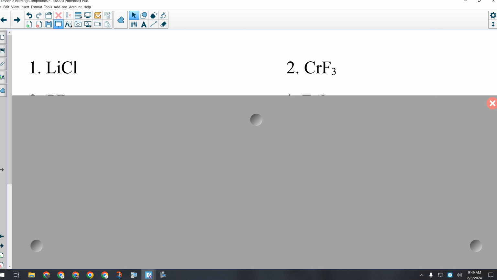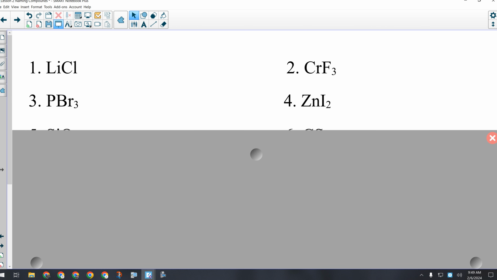Okay, guys, so I'm going to put 4 up here. Okay, and there's a mix now. Some of these are ionic. Some of these are molecular. Some of them need Roman numerals. Some of them don't. This is the more realistic kind of thing that you would get here.